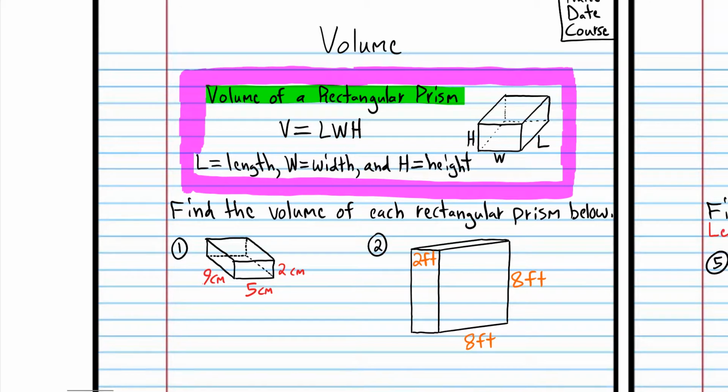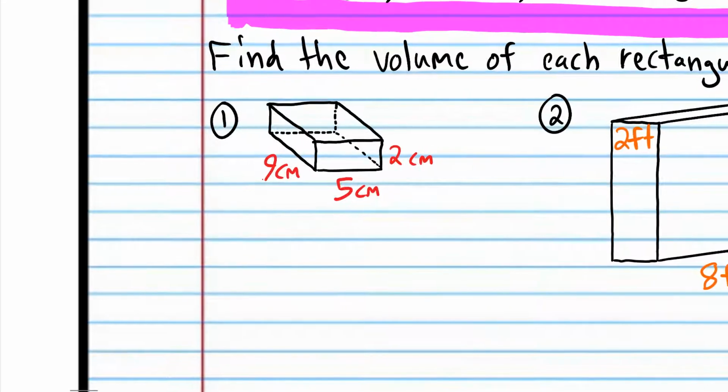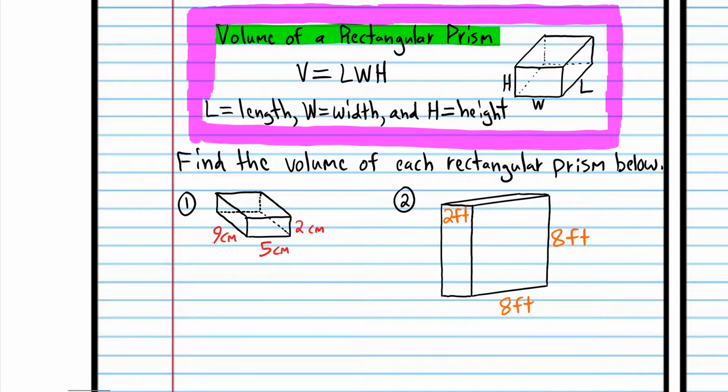So the first thing we're going to learn is how to find the volume of a rectangular prism. We learned how to find the surface area of a rectangular prism in previous classes, but now we're going to do volume, and you can see that this formula is pretty easy. So the volume is equal to length times width times height according to that formula.